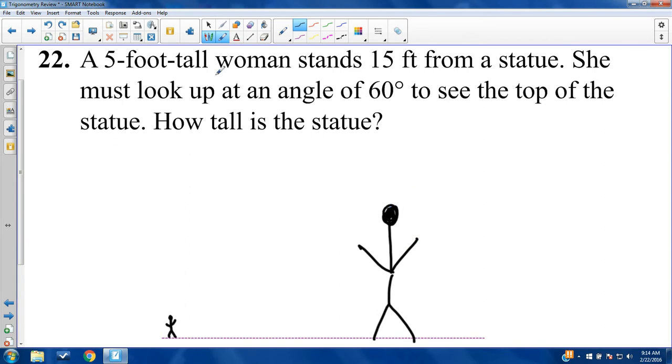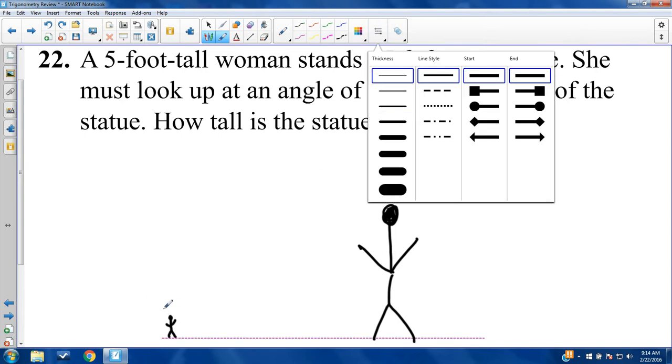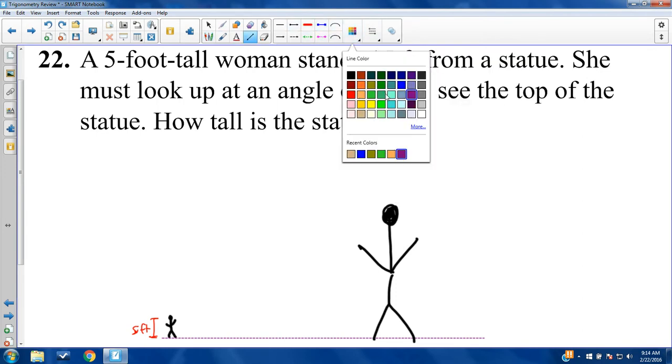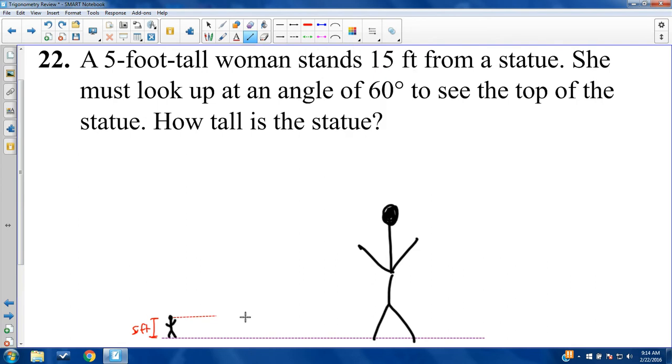So there's your statue. The woman stands 5 feet tall. When she looks up from the 5 feet that she's at, keep in mind that 5 feet matters. There's a difference between this angle and this angle right here, between her and an ant or a snail looking at the ground. Now she is 15 feet from the statue. This is definitely not drawn to scale. Never go with my drawings as drawn to scale.